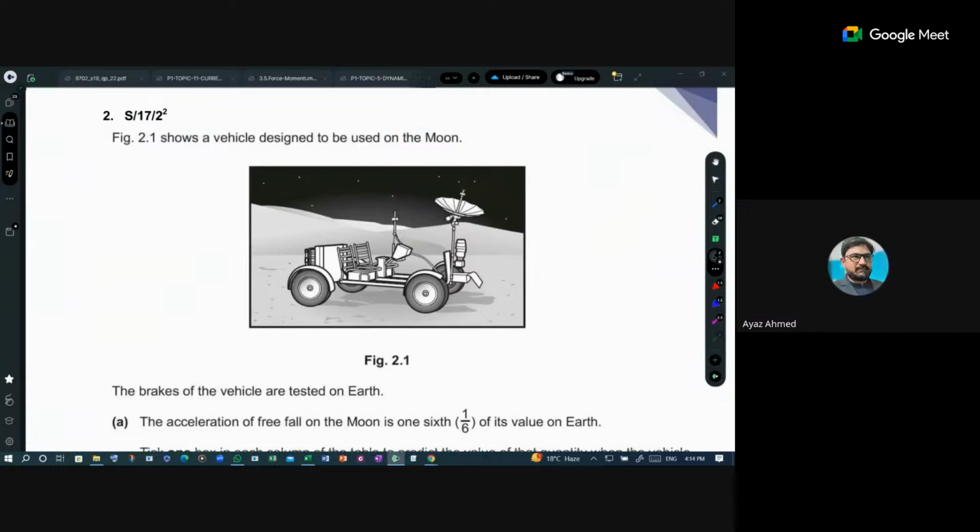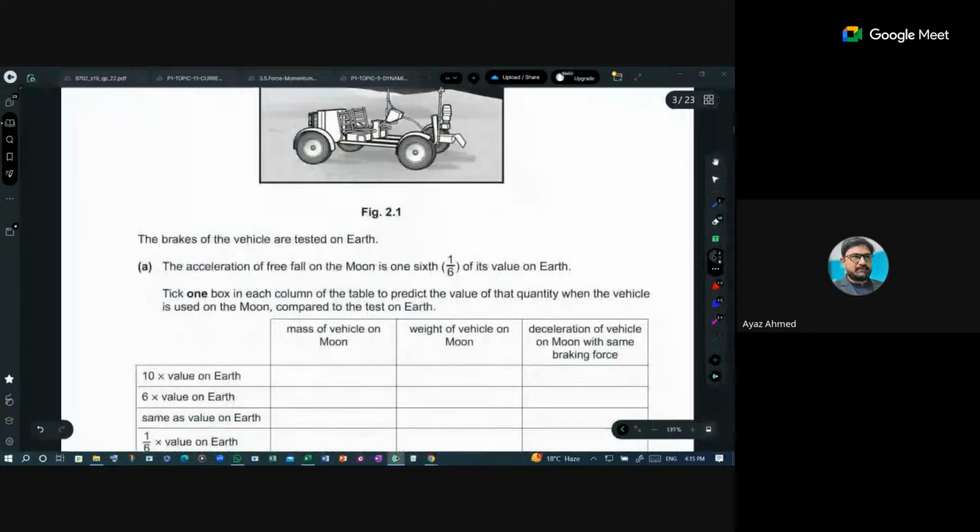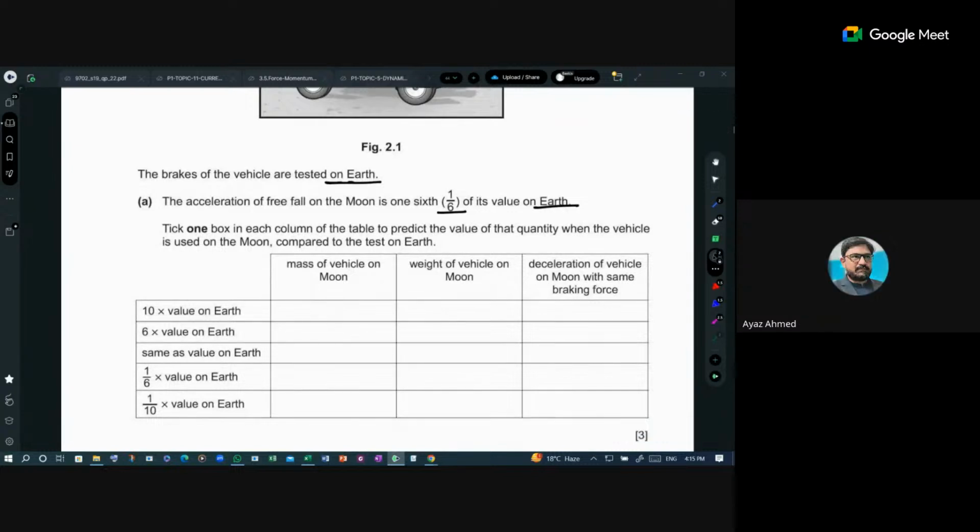May June 2017 variant 2. This question says that figure 2.1 shows a vehicle designed to be used on the moon. This is a vehicle which is used to move on the moon, right? The brakes of the vehicle are tested on the earth, and the acceleration of free fall on the moon is 1/6 of the value of that of the earth. So tick one box in each column of the table to indicate the value of the quantity when the vehicle is used on the moon as compared to when tested on the earth.